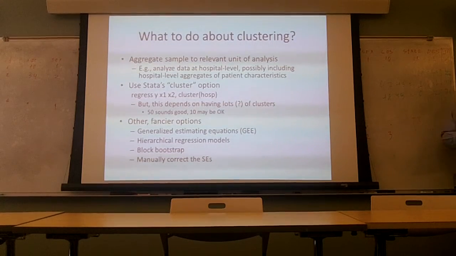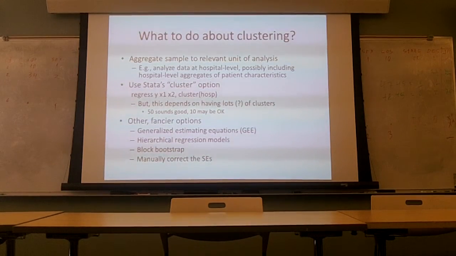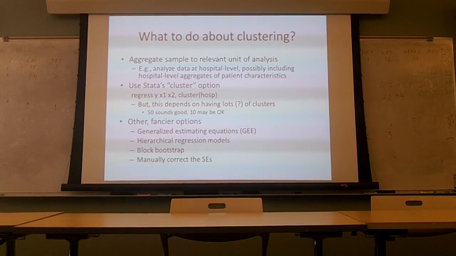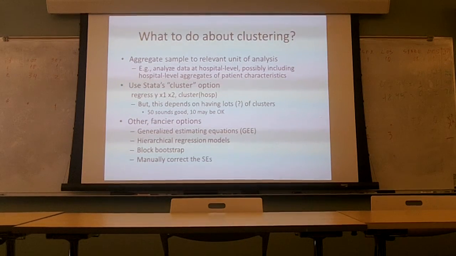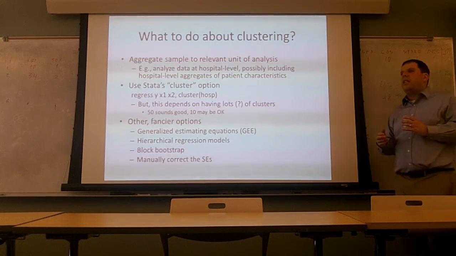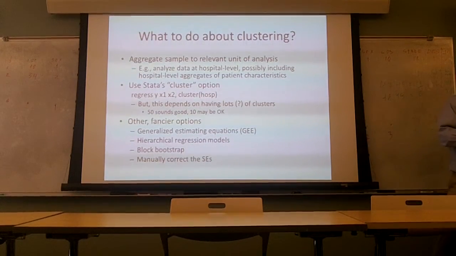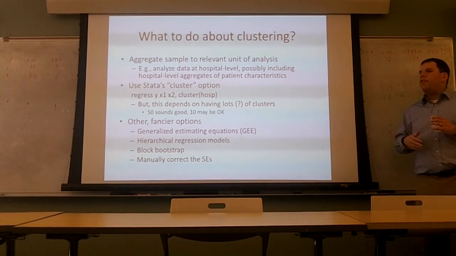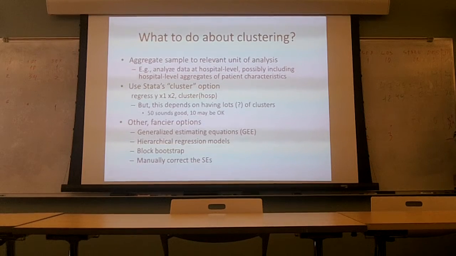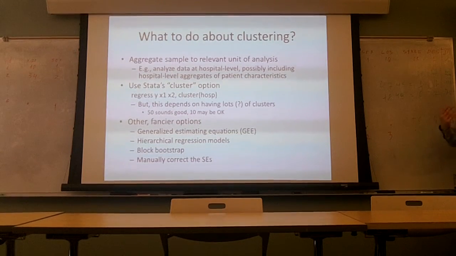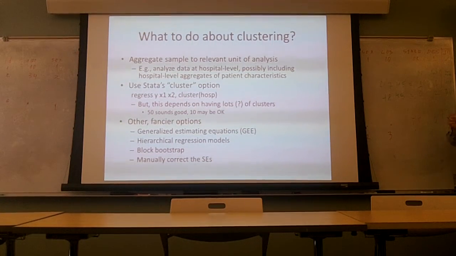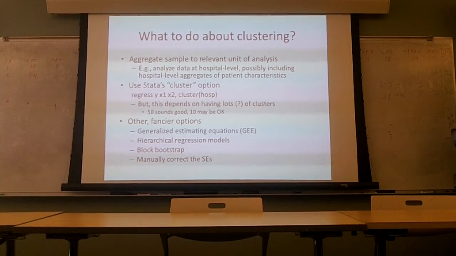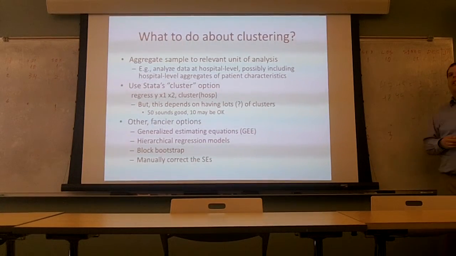So what can you do about it? One thing to do is to aggregate the sample to the relevant unit of analysis. So if you're talking about hospital level policies affecting hospital level outcomes, you probably want to do a hospital level analysis. There may be good reasons to do a patient level analysis if you're worried about patient level stuff. Then it's probably going to involve some more sophisticated techniques. And you may not need that level of sophistication. That's option one.